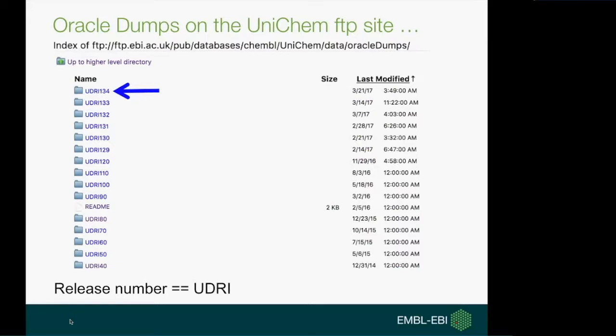But in this directory, there's a listing of all the recent releases of UniChEM. We keep the last 5 releases and all release numbers divisible by 10. We keep them as an archive. But if I drill down into the most recent one, the UDRI 134, by the way, UDRI is synonymous with release number. So if we go to look at release 134, this is what it contains.